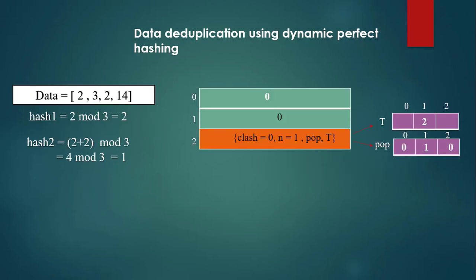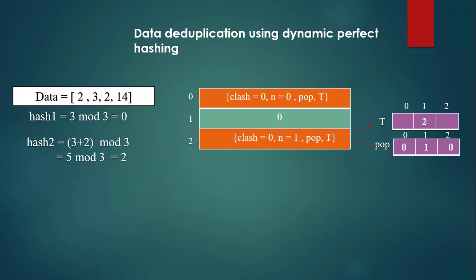After the second level hashing, we get 1, and in the subarray tree, at index 1, we will keep our data 2. In the same position of the popularity count, which was initially 0 for all indexes, we will increase the count by 1. And for the second data tree, we will do the same thing.